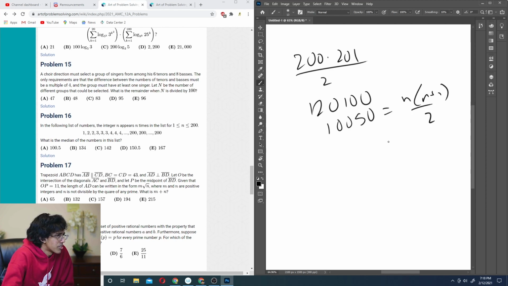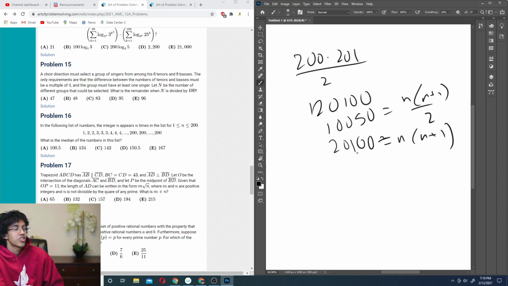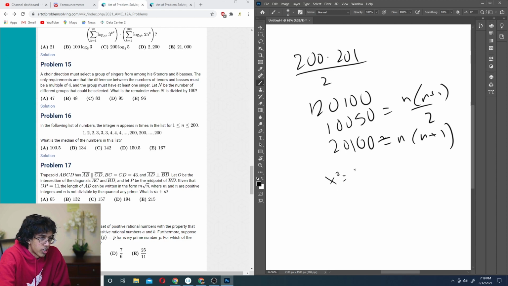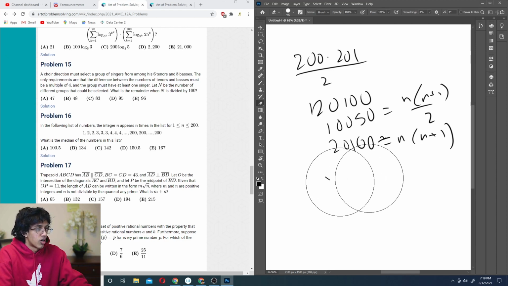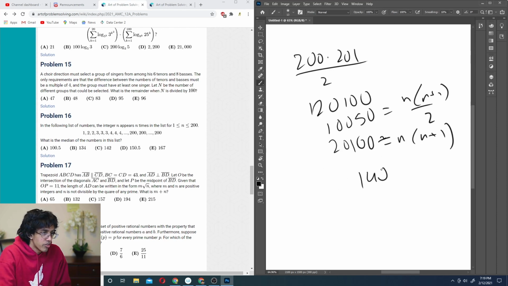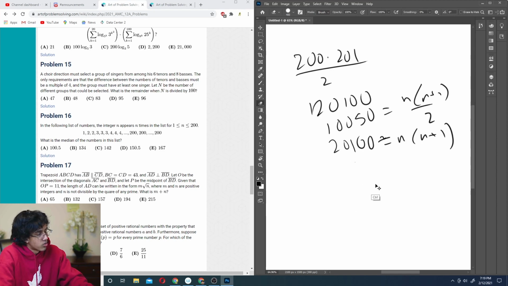Oh wait, is it right? I think I'm trolling. Hold up. No, that's right. So n times n plus 1 is equal to that. So essentially we want some number to equal like 201. So our number is going to be around 140, right? So let's try 140 times 141. So let's see, 141 times 140.